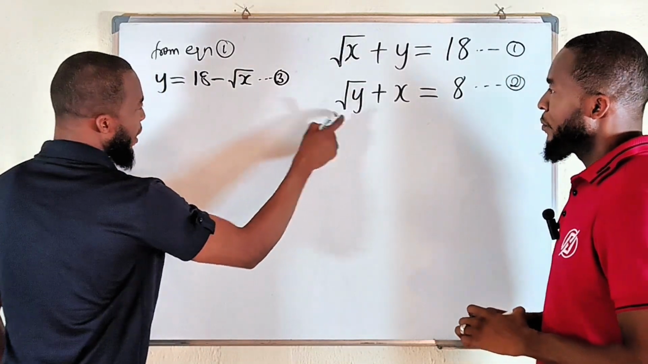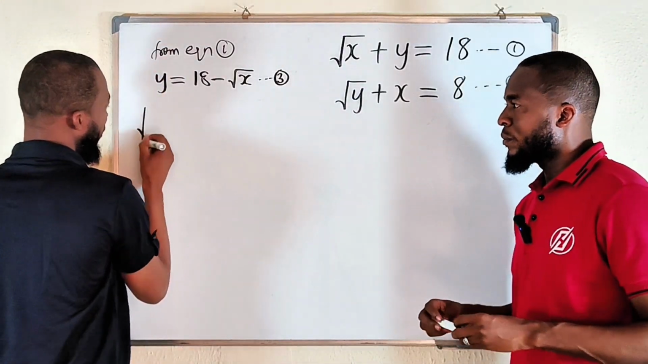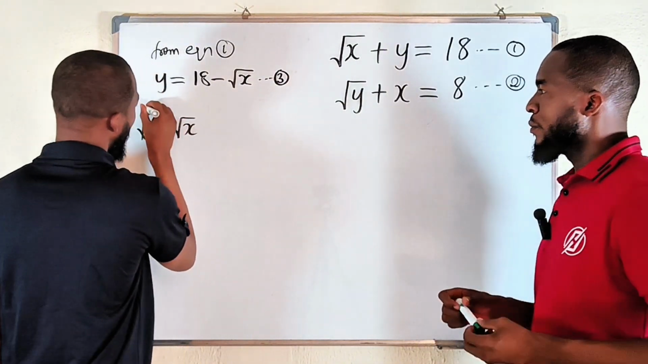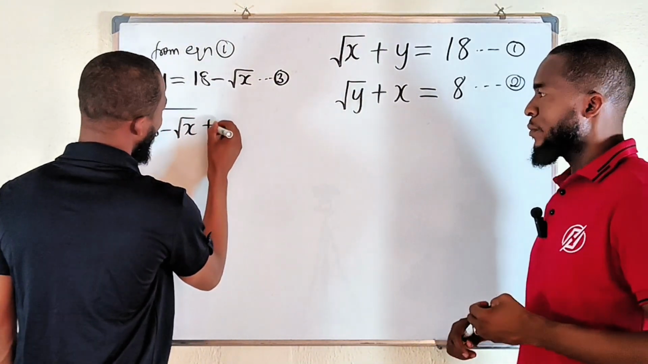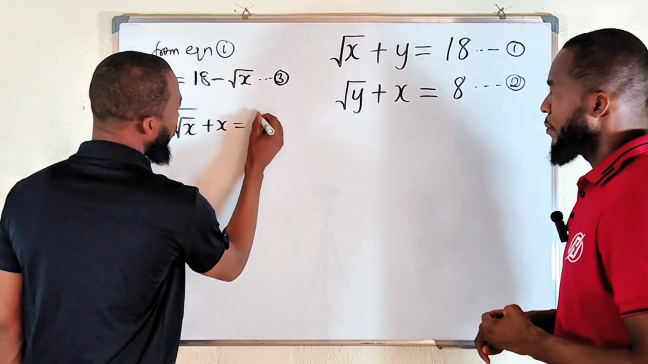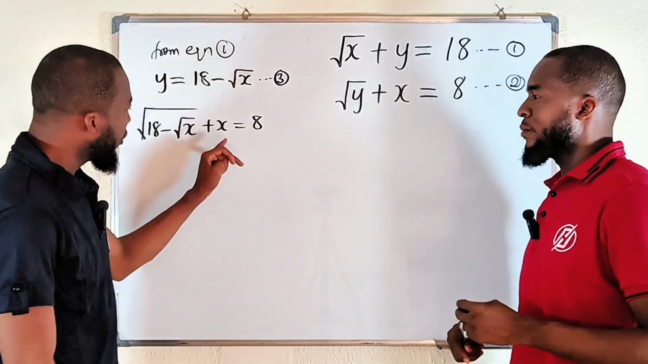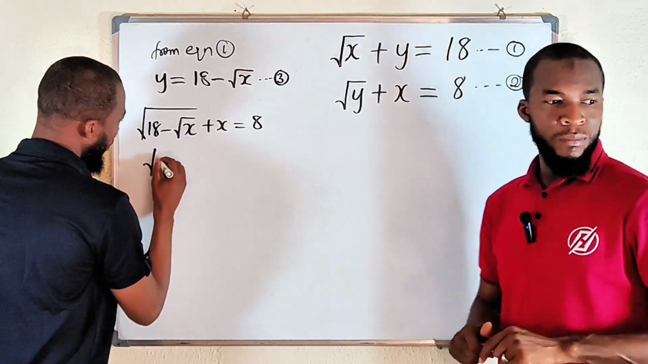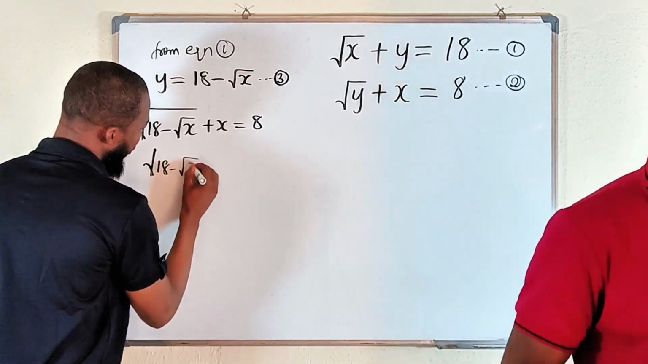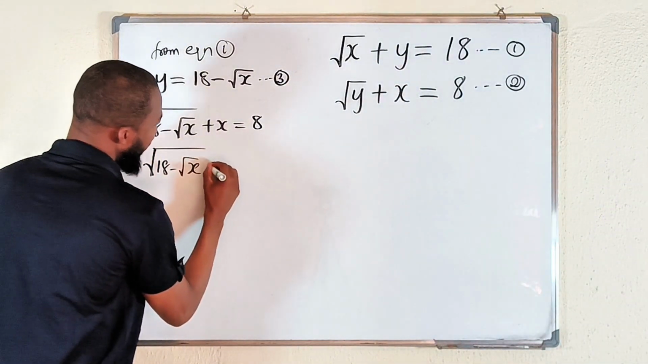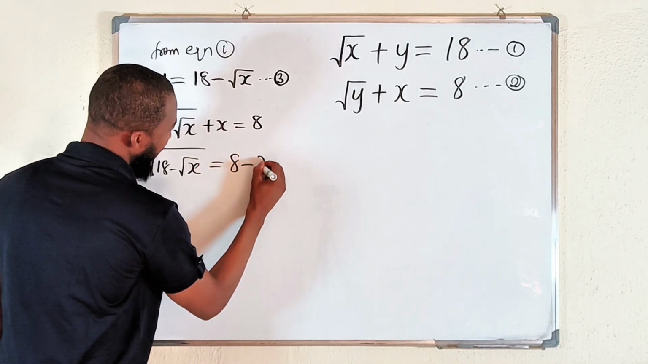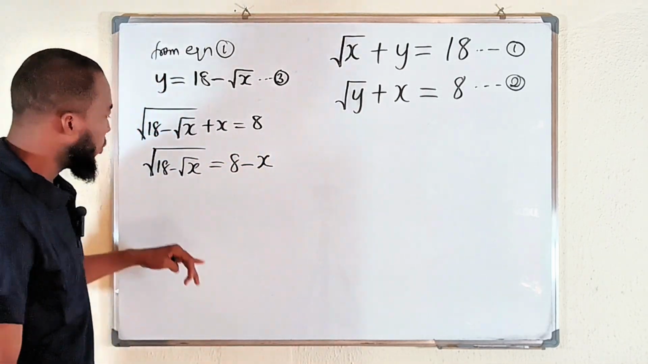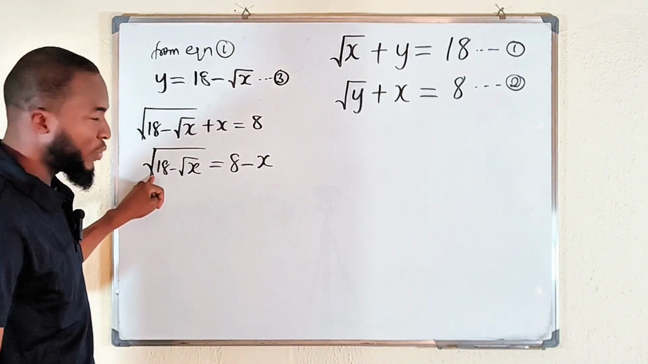So you can see we have y here under the square root, so it becomes the square root of 18 minus the square root of x, plus x, and this is equal to 8. Now let us take this x to the other side. We have the square root of 18 minus square root of x on the left, and this is equal to 8 minus x. Next, let us square both sides in order to eliminate this outermost square root.